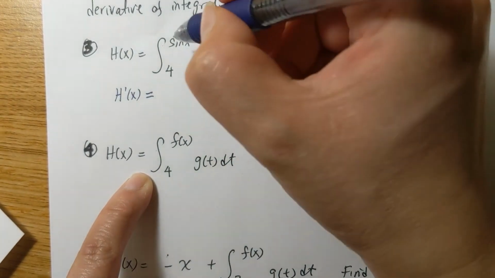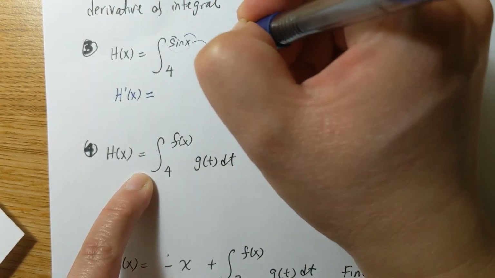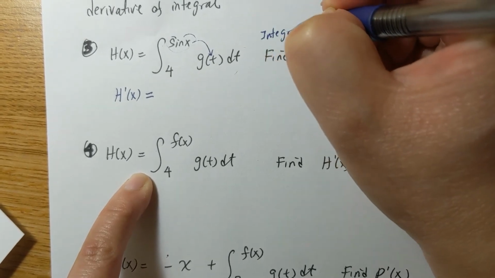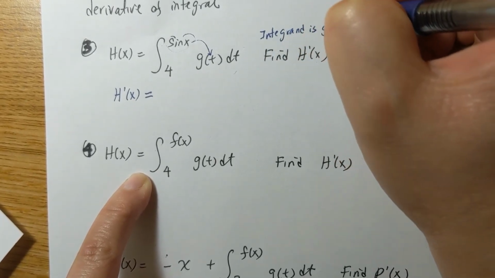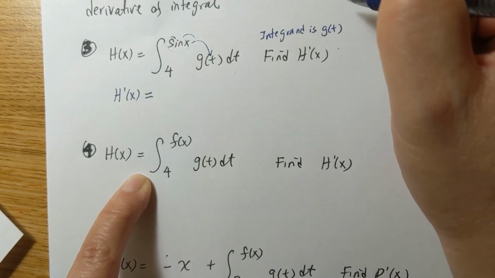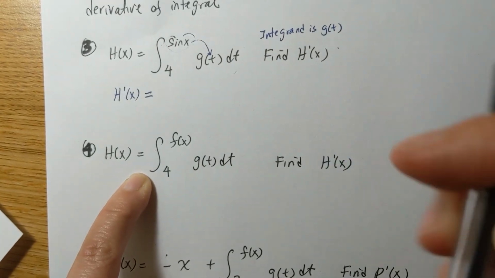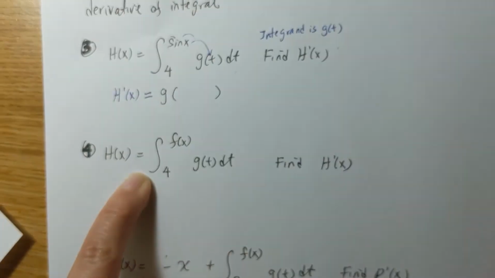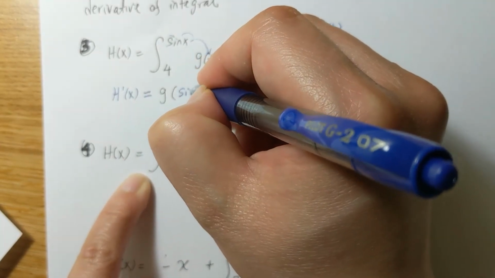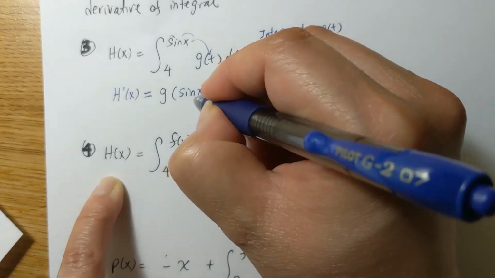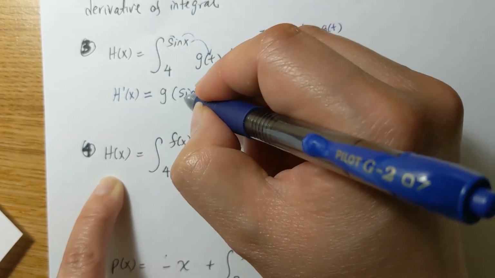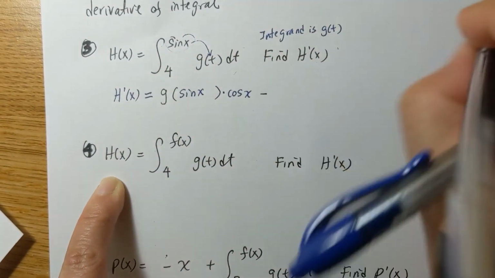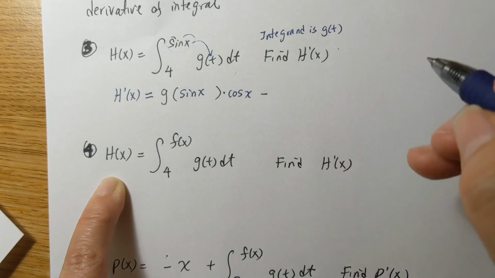So we're going to do this. We're going to substitute this into the integrand. Your integrand is g of t. You have to substitute that into the integrand. So you're going to have g, parentheses, wherever that is the upper part, substitute into the integrand. And then immediately you find the derivative of the part that you substitute, which is cosine x. And now we're going to subtract.